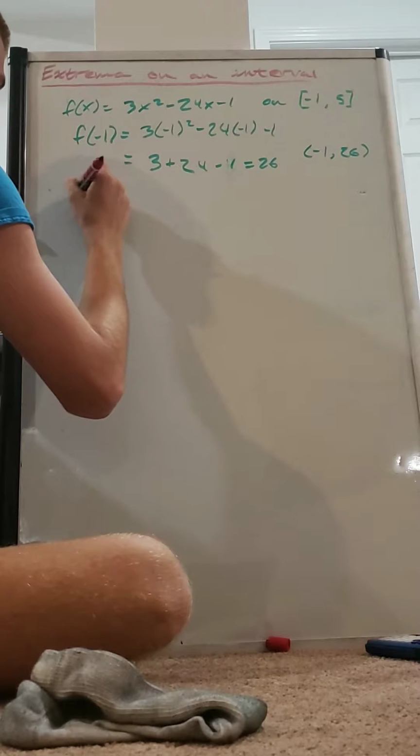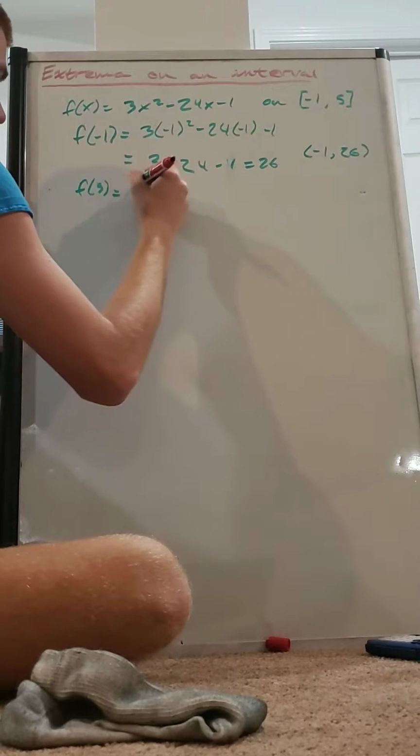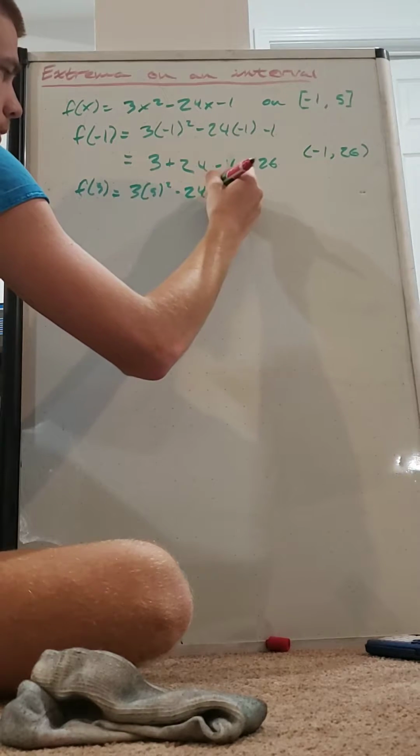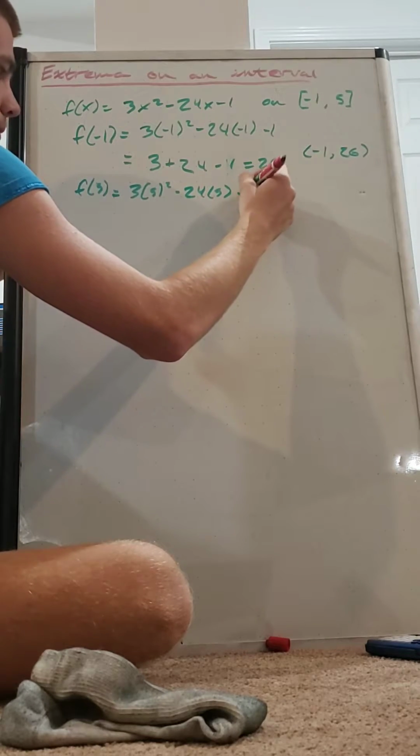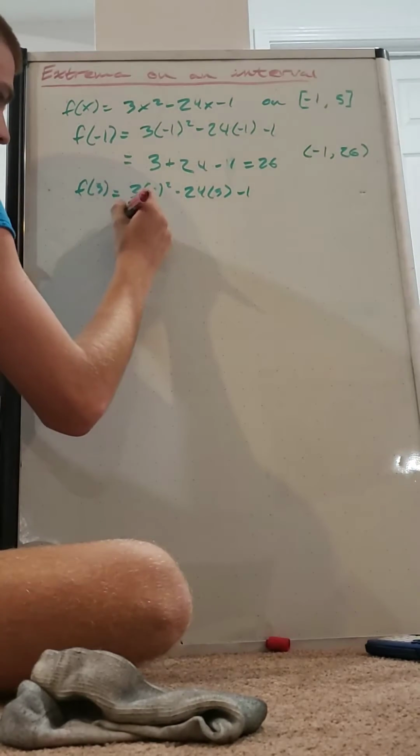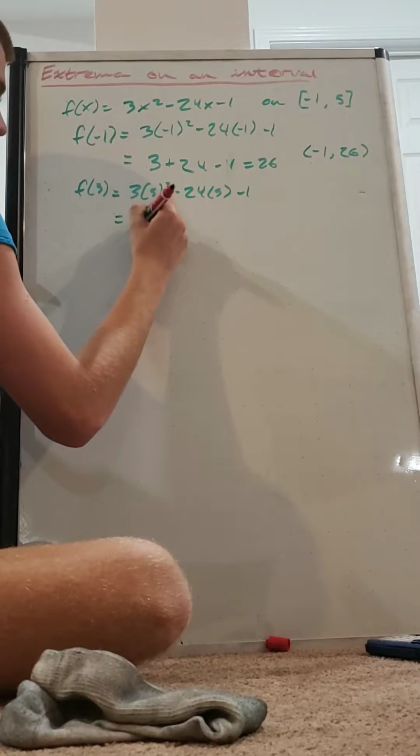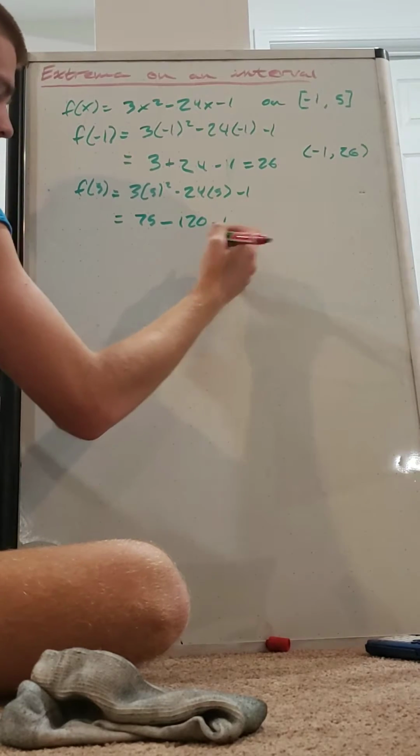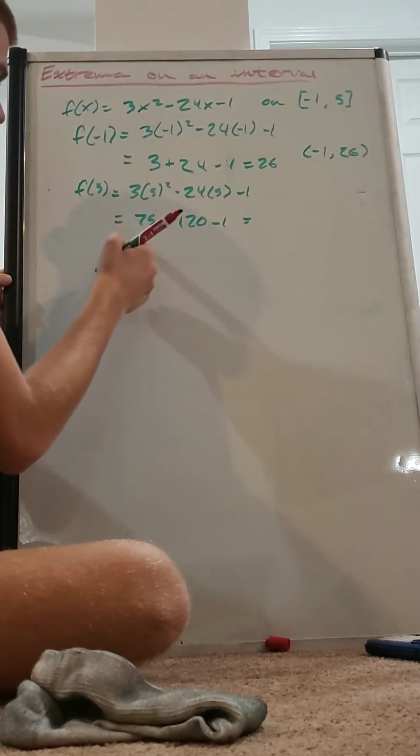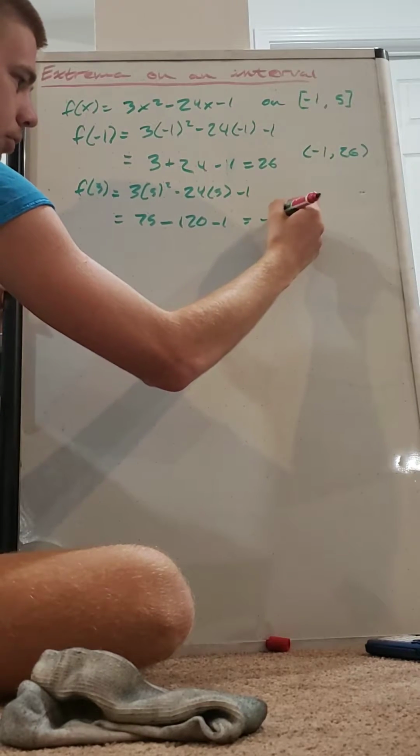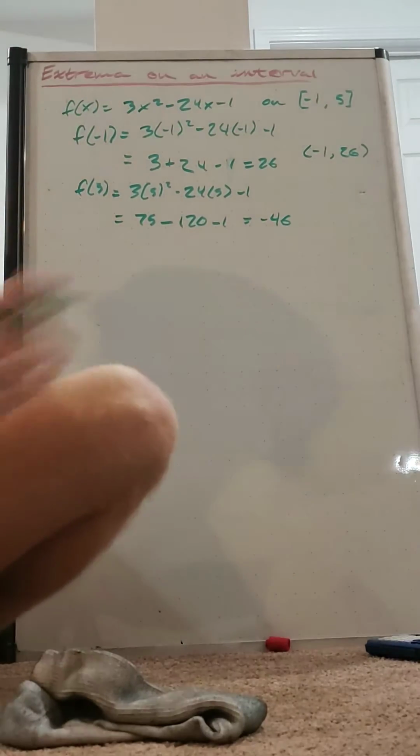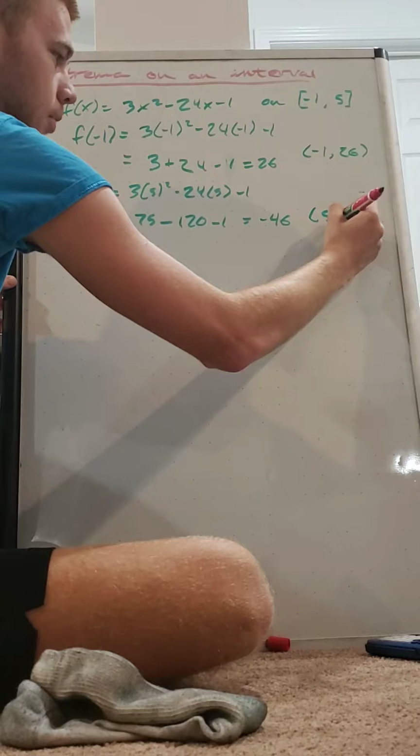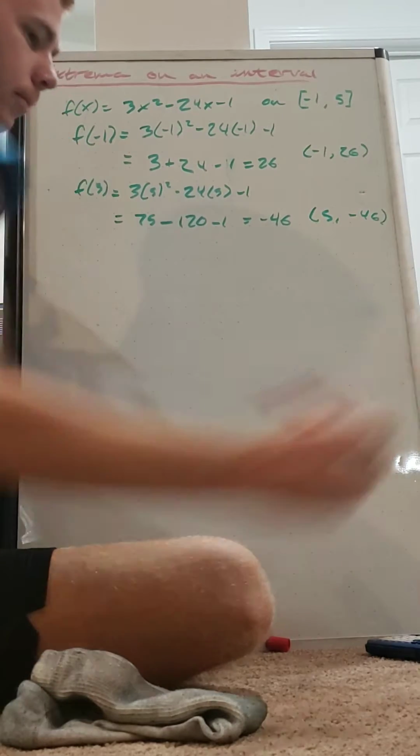So we do f of 5, and that's going to be 3 times 5 squared minus 24 times 5 minus 1. And that'll be 25 times 3 is 75, minus 24 times 5 is 120, minus 1, and that's going to be equal to negative 46, right? So we know our rightmost point on this interval is going to be at 5, negative 46, right?